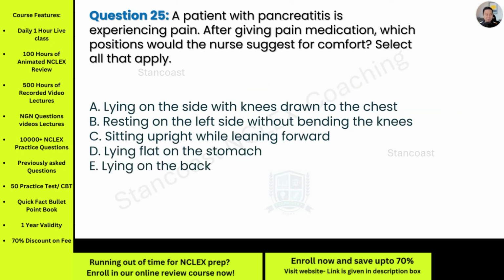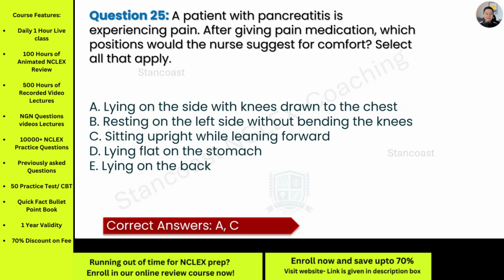25. A patient with pancreatitis is experiencing pain. After giving pain medication, which positions should the nurse suggest for comfort? Select all that apply. A. Lying on the side with knees drawn to the chest. B. Resting on the left side without bending the knees. C. Sitting upright while leaning forward. D. Lying flat on the stomach. And E. Lying on the back. The answers here are letters A and C.